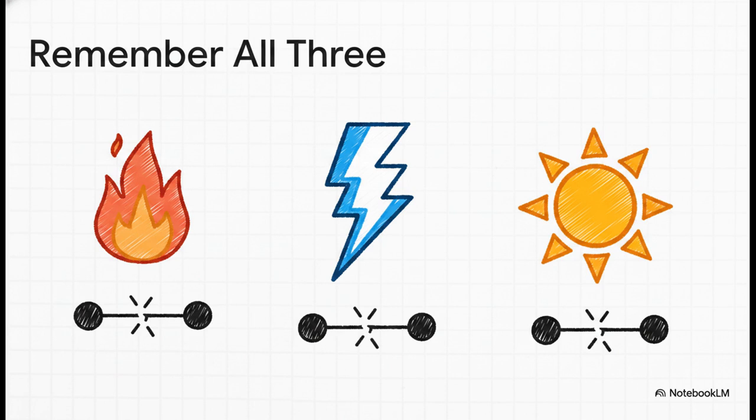First, heat triggers thermal decomposition. Just think of a flame literally burning a compound apart. Second, electricity triggers electrolytic decomposition. Picture a lightning bolt splitting water. And third, light triggers photolytic decomposition. Visualize the sun turning that white silver chloride gray. Heat, electricity, light. Thermal, electrolytic, photolytic. Connect the everyday energy source to its scientific term, and you're golden.